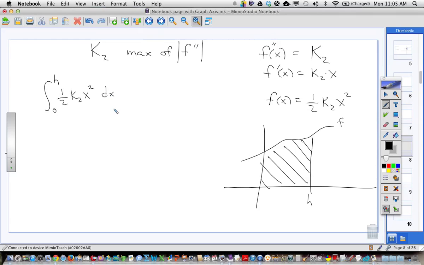Now remember, this is my worst case scenario area. The worst case function, with the most concavity you can have, is this function, and I'm going to do the area under it. Now I'm going to do one subinterval, just going from 0 to h. So do the antiderivative of that real quick.